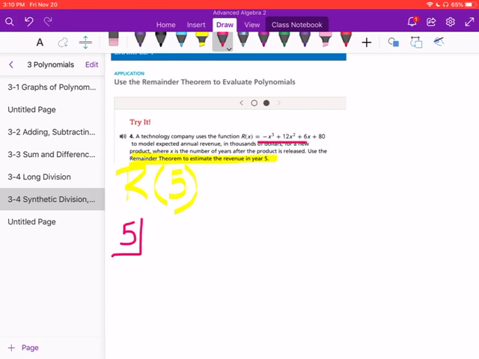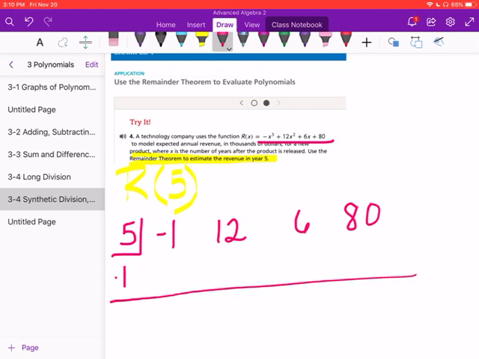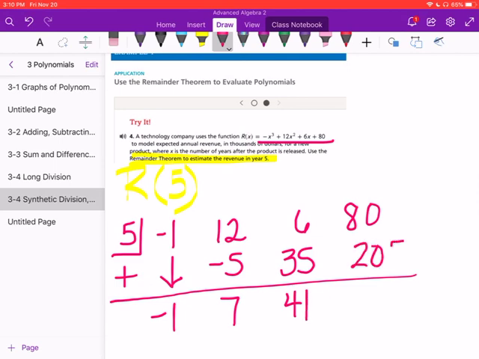And then I notice in the polynomial, all the powers of x are represented. So here are the coefficients, negative 1, 12, 6, and 80. Plus sign, carry everything down, carry down the first number. 5 times negative 1, that's the arrow by the way, 5 times negative 1 is negative 5, 12 minus 5 is 7, 5 times 7 is 35, 6 plus 35 is 41, 5 times 41 is 205, and 205 plus 80 is 285.